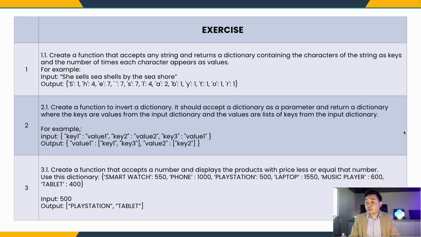For the last one, you are to create a function that accepts a number and displays the products with price less than or equal to that number. So use this particular dictionary. For example, you have a smartwatch, the price is $550, phone $1,000, PlayStation $500, laptop $1,550, music player $600, and then tablet is $400. So now if you want to input $500, let's say, for example, it's a budget app, so it should return any items that are less than or equal to that budget, so it's PlayStation and the tablet.